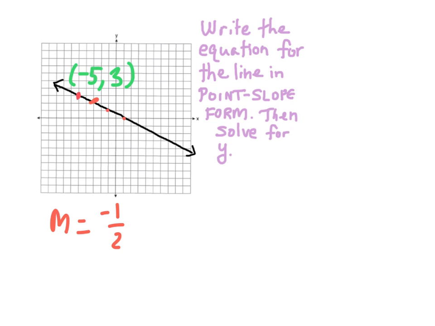Can we put this in point-slope form? Yes. y minus 3 equals -1/2, parentheses, x plus, minus, -5. You're right, x plus 5.